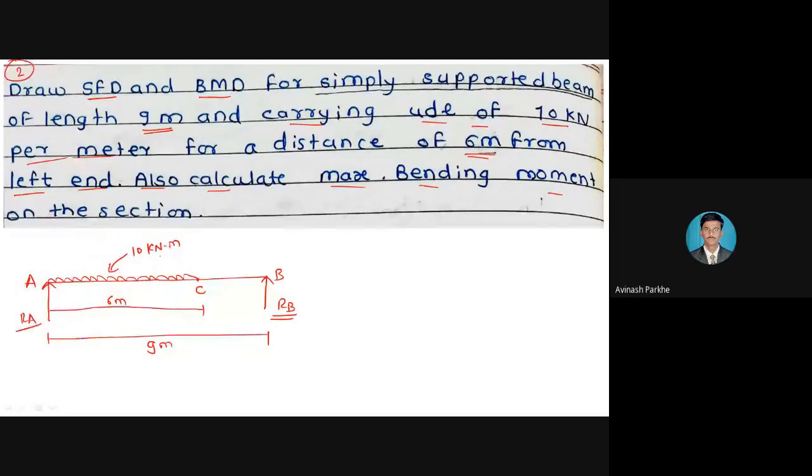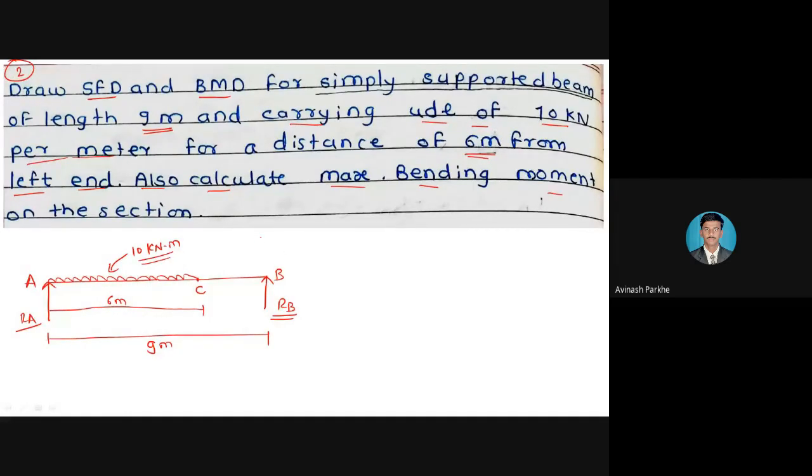There is no point load, there is no couple, there is no UVL. Only the beam is subjected to the UDL of 10 kilonewton per meter. Now it is not possible to take this 10 kilonewton per meter value as it is for the further calculation. So what is our requirement? Whatever the UDL is given, that UDL we have to convert into point load.